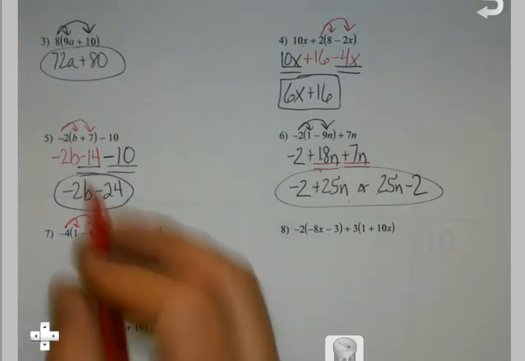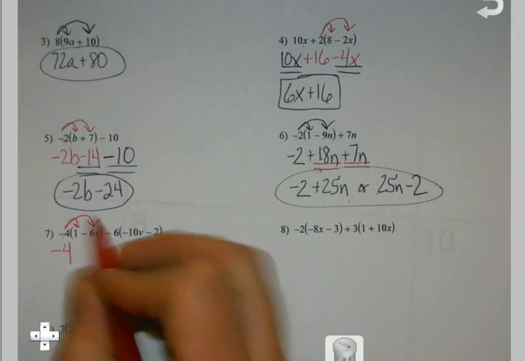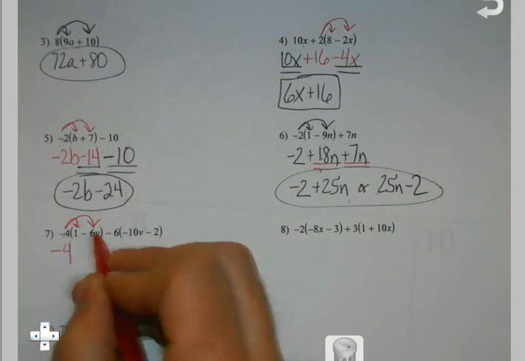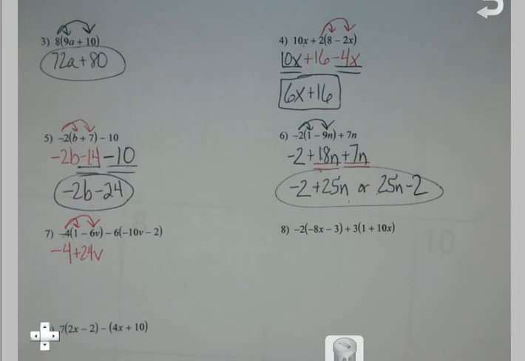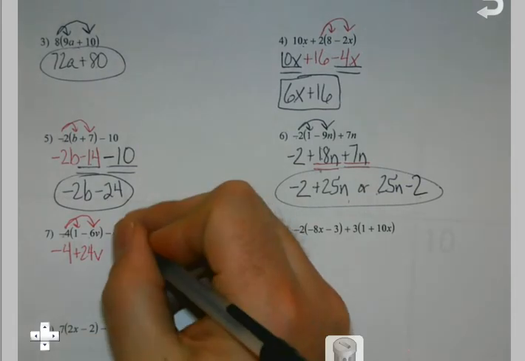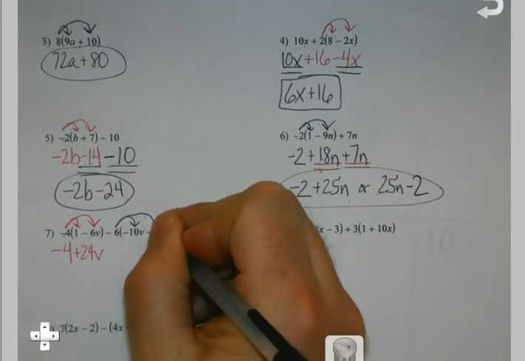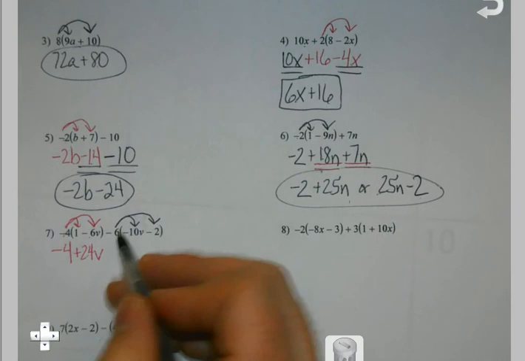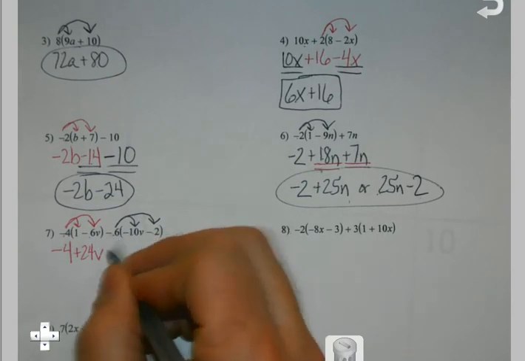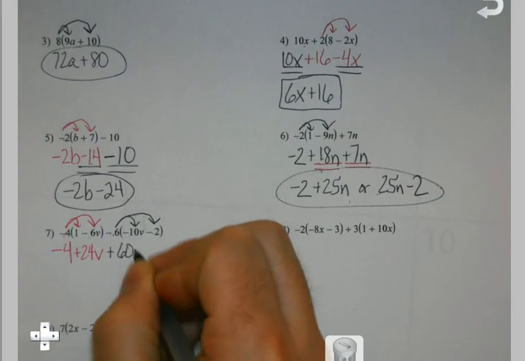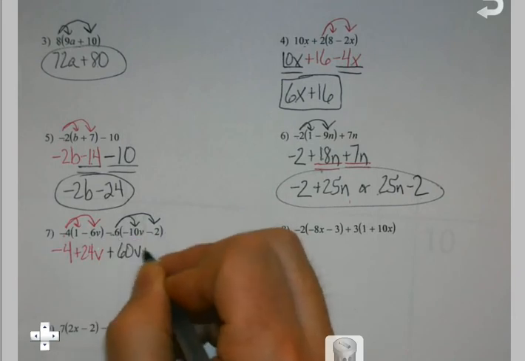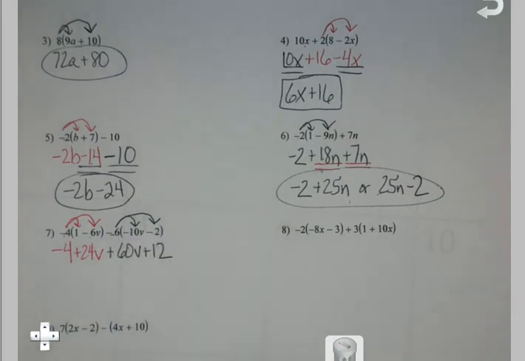The -4 goes to my first set of parentheses. So I'm going to multiply. And then the -6 goes with the parentheses after it. So negative times negative is positive. Negative times negative is positive. And then how you choose to put together the like terms is up to you.